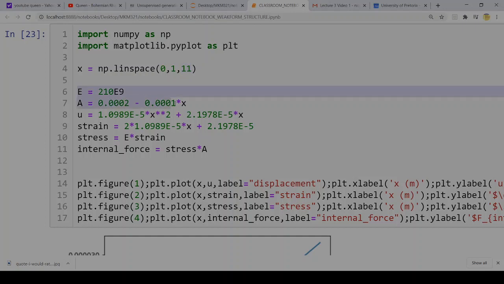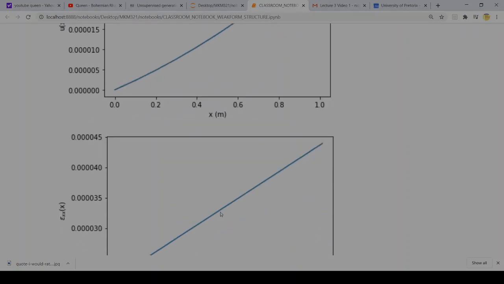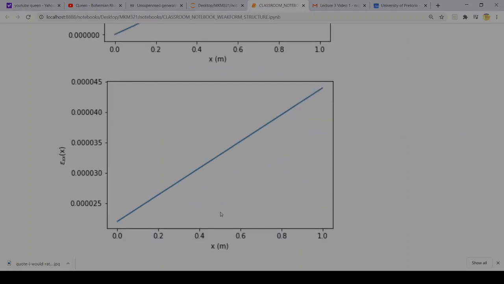Here's my Young's modulus. Here's my area, now explicitly coded. So this is now a vector of areas for each of these x's. This is a vector of displacements for each of these x's. This is the strain, again a vector of strains, a vector of stresses, a vector of internal forces. This is what I have. And now I'm just visualizing it, just saying plot x comma u, x comma strain, x comma stress, x comma internal force. So the strain, as expected, I expect to see something linear.